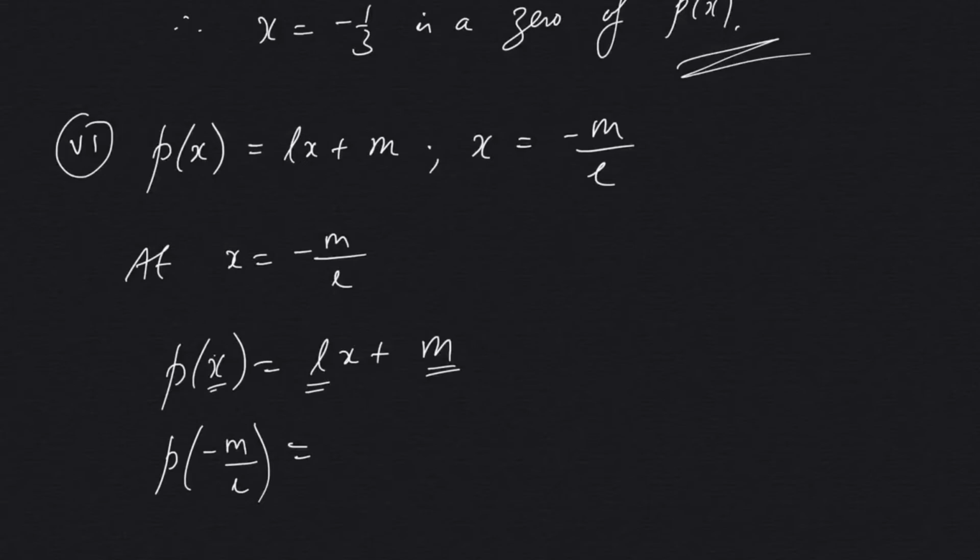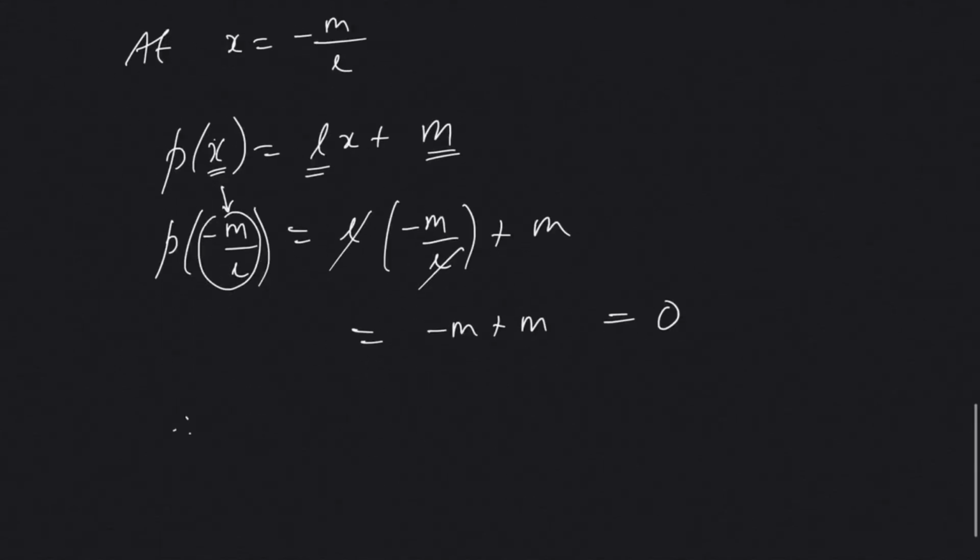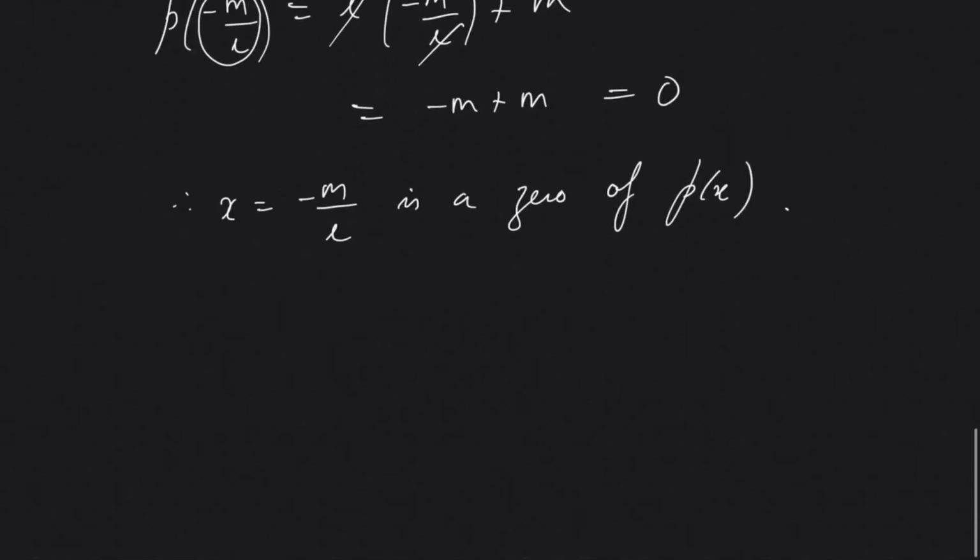That means we just have to replace x with the given value, that is L into -m/L plus m. So L cancels, that is -m + m. So here also what do we have? 0. Therefore x = -m/L is a 0 of the given polynomial. Simple as that. Now, if you don't get 0, I'll do one more question, like question number 2.